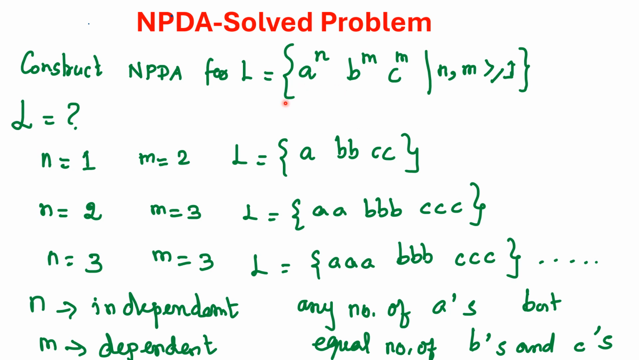Here we are going to construct a non-deterministic PDA. Non-deterministic means one input symbol has more than one transition. For example, it will reach more than one state. That is a subset of states, we can say.